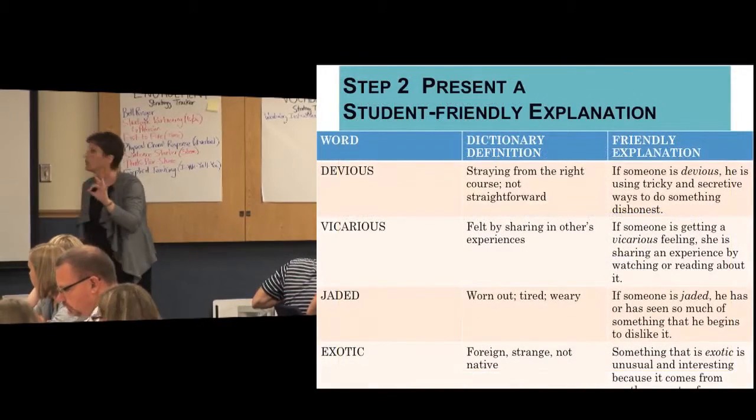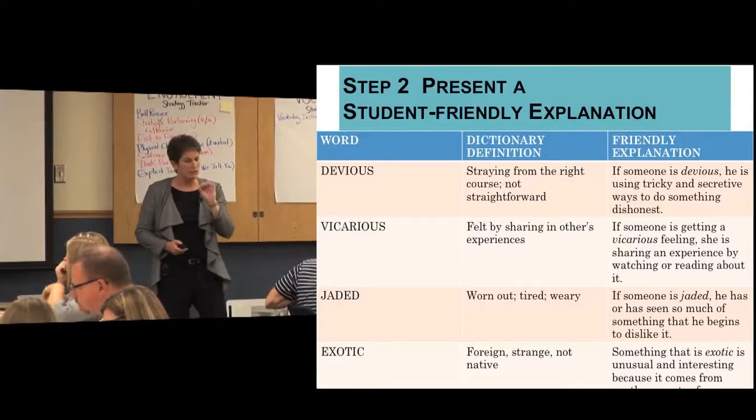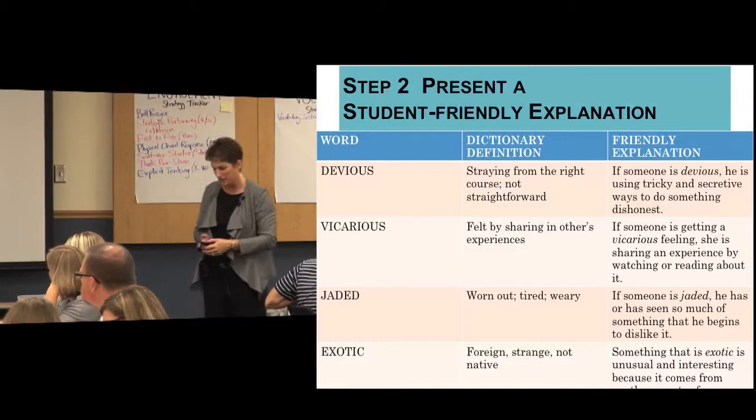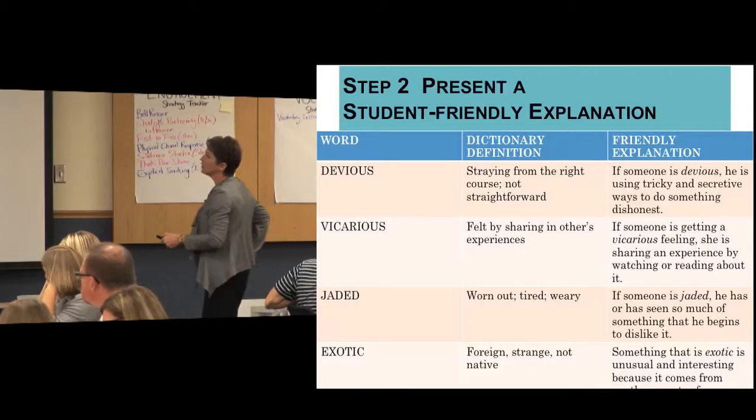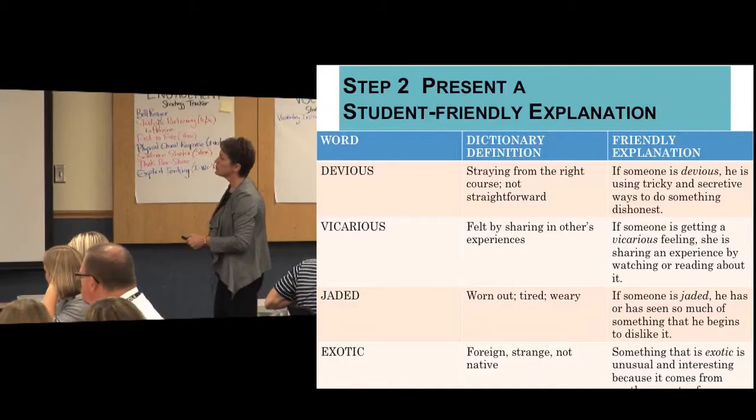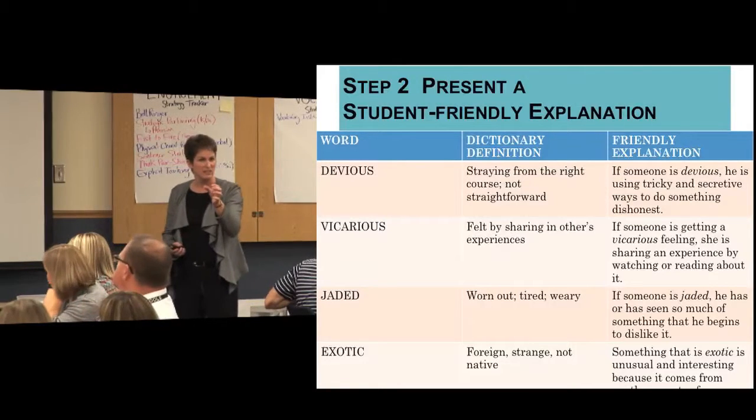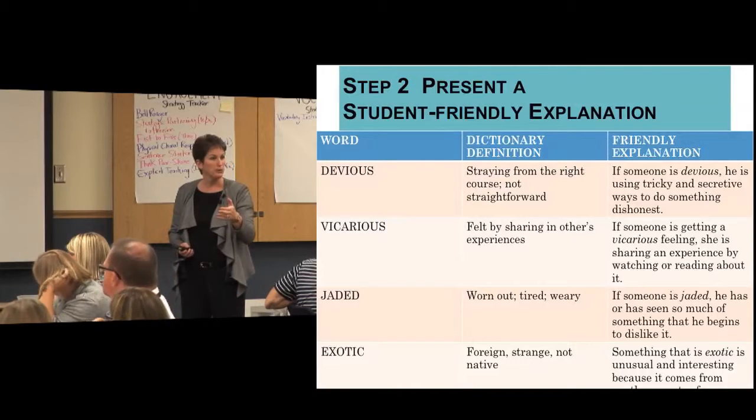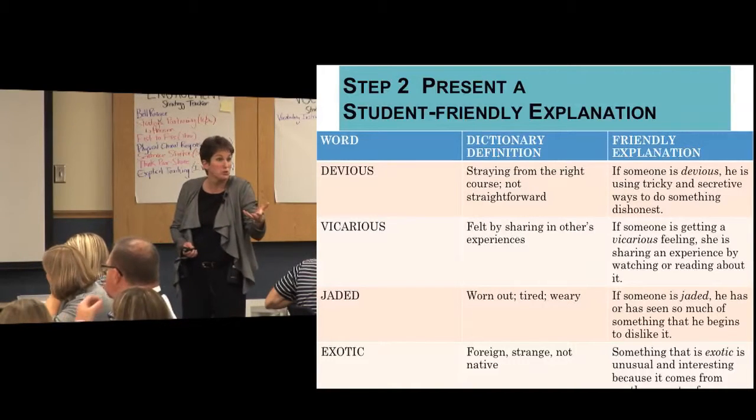The second step we are going to do is present a student-friendly explanation. If you look here, we're going to look at the word devious. So our word we're studying is devious. If I take a definition straight from the dictionary, they're typically going to be phrases, not complete sentences. And there's usually multiple meanings. So which one am I supposed to use as a student?